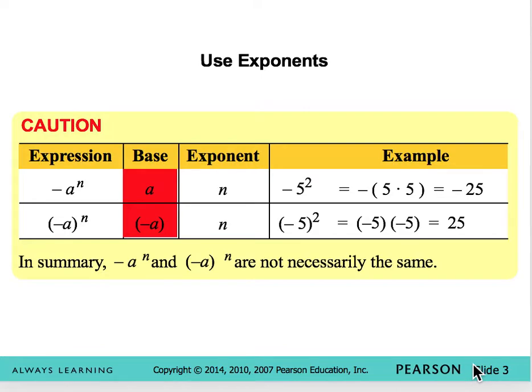Okay. So here's just some information restating what we just found out, that negative a to the n and then negative a all to the n are not necessarily the same. So be careful with that.